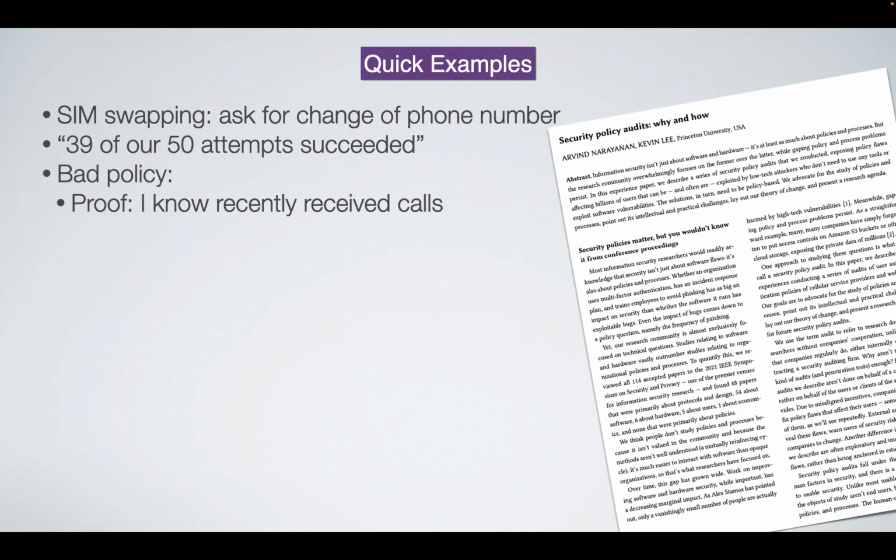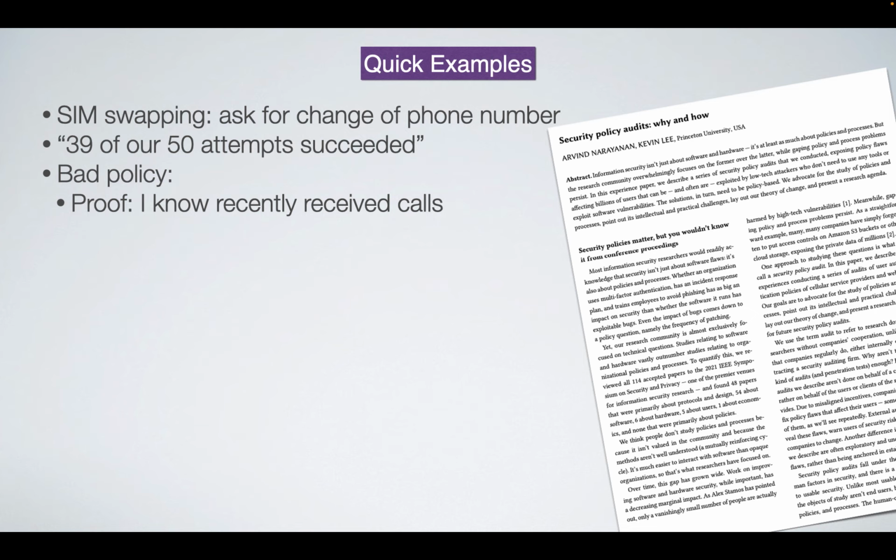So for example, one thing was, okay, you say you're this person, what are the last three calls that you received? Now why is that a bad policy? The person who actually owns the phone will know the last three calls they received, right? The adversary won't necessarily, because they haven't taken over the phone yet.